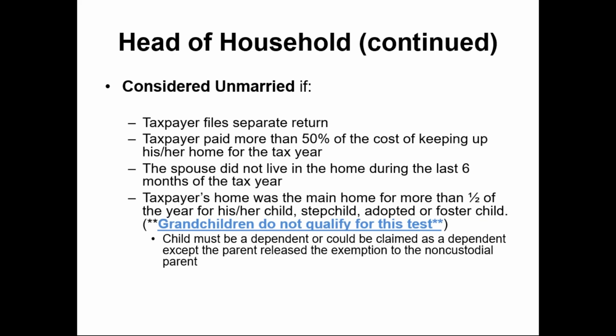Now, we may have a situation where you have parents that are going through a divorce and both of them can take a head of household status. This situation can arise if the parents have separated, they're both in their own place, they're both paying more than half the cost of keeping up the home, they have some sort of shared or joint custody arrangement. One parent can take one child, the other parent takes another child, and they can both be considered head of household.